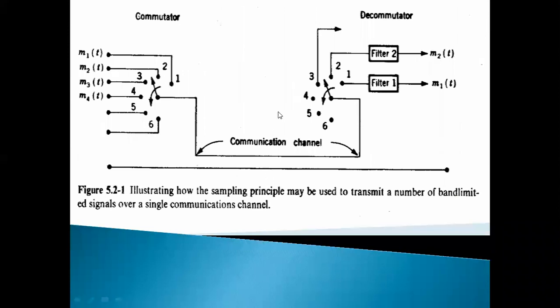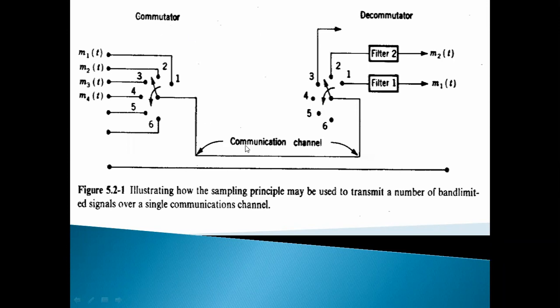Now this is the condition of the commutator and decommutator used to propagate by a single channel. Samples are generated for each signal, as there are different signals. In this example, there are 5 signals: M1, M2, M3, M4, M5. These 5 signals are sampled and transmitted through a single channel. At the receiving end, we have to use the decommutator. The speed of the commutator and decommutator should coincide.